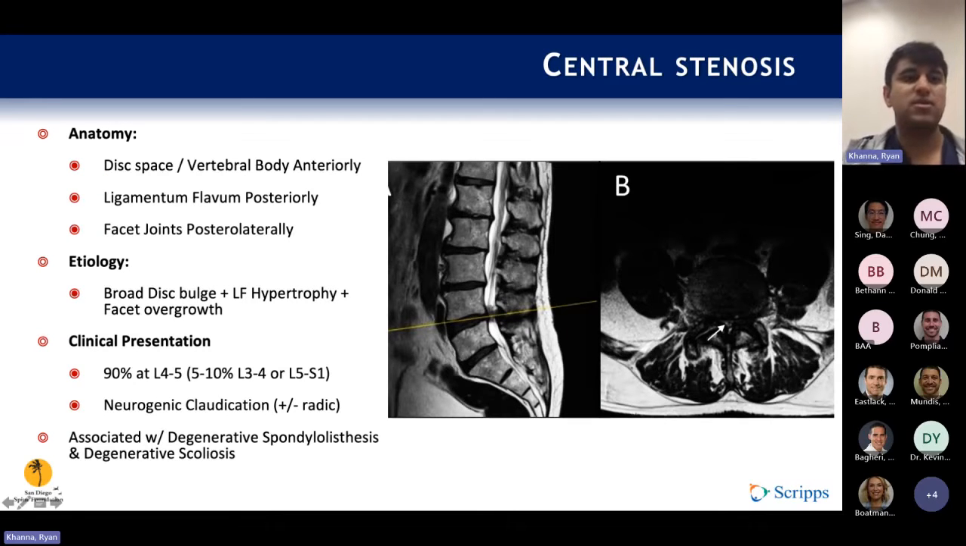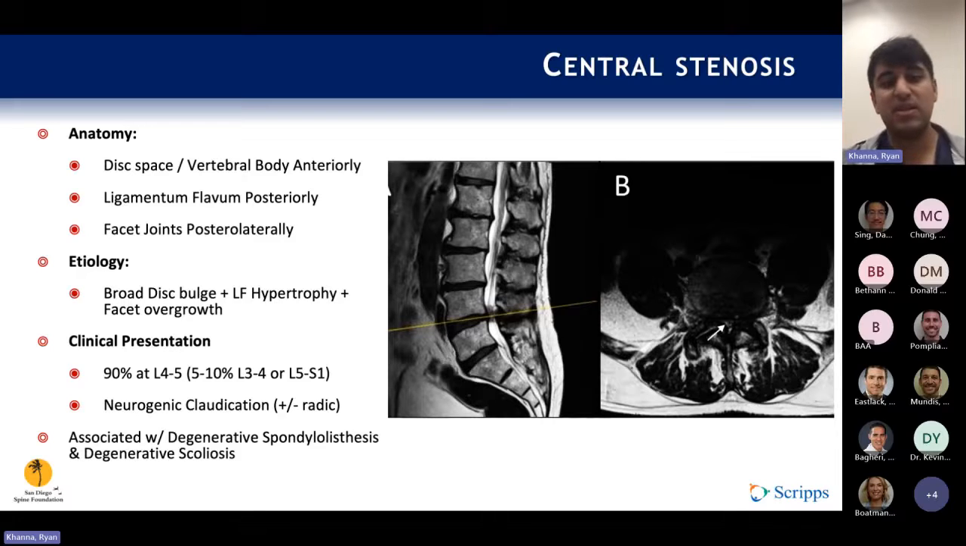So starting with central stenosis, the anatomy, as all the spine fellows are well aware of, starting from the front is the vertebral body, the ligamentum flavum posteriorly, and then the facet joints posterolaterally. Any of these that are increased in size can cause central canal stenosis. And sometimes it's a combination. Sometimes it's a disc bulge plus ligamentum flavum hypertrophy and facet overgrowth. And as I talked about in that degenerative spine cascade, most times it's a combination of all of those.